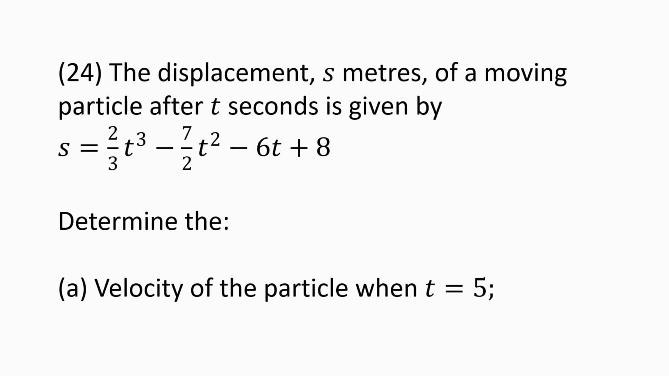Question 24. The displacement S meters of a moving particle after t seconds is given by S equals 2 over 3 t cubed minus 7 over 2 t squared minus 6t plus 8. Determine the velocity of the particle when t equals 5.